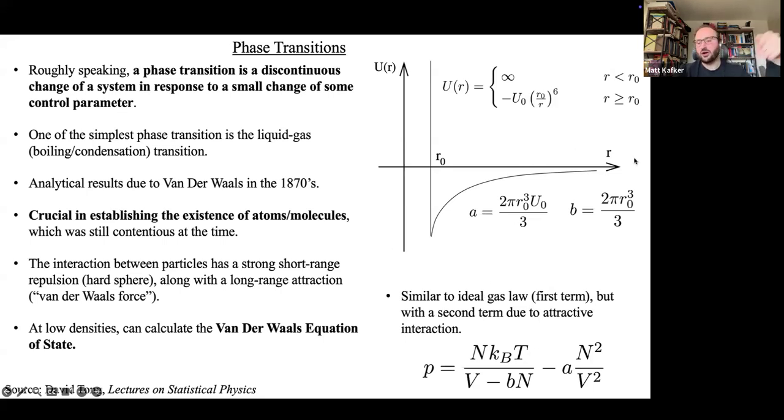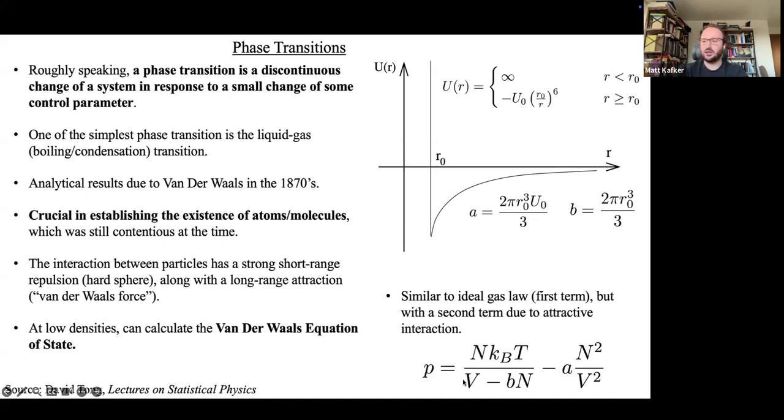And if you do this and you crank through the usual statistical mechanics machinery, you go to the partition function, and you make some low density expansion, you can calculate the pressure as a function of the number of particles and the size of these particles. And that's this function down here. This is known as the van der Waals equation of state.